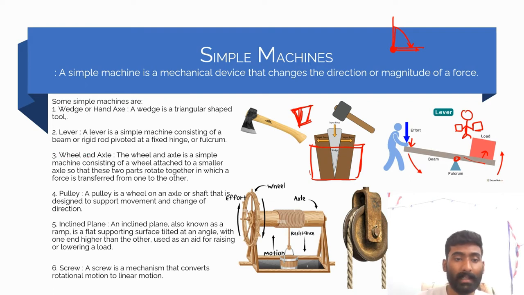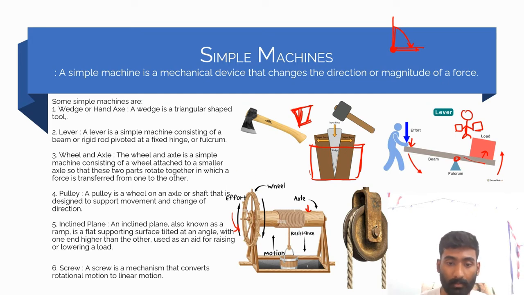The third one, wheel and axle. The wheel and axle is a simple machine consisting of a wheel. Here you can see the wheel attached to a smaller axle, so that these two parts rotate together, in which a force is transformed from one to another.